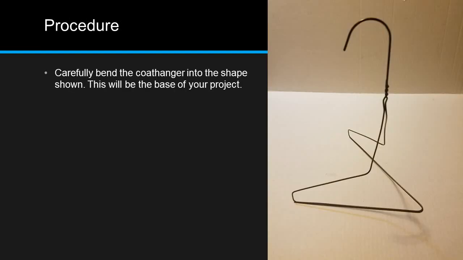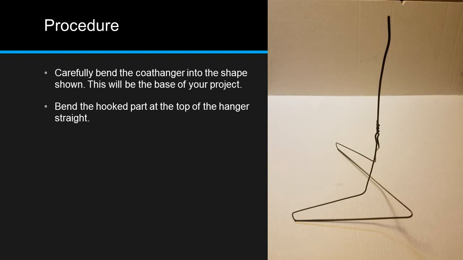First, carefully bend the coat hanger into the shape shown. This will be the base of your project. Bend the hooked part at the top of the hanger straight.